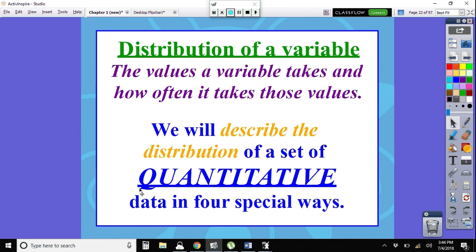Now, we will describe the distribution. Notice how I'm coloring this in a different color than everything else in here. This will be a really important concept and a theme that we will hit really hard this chapter, and it'll be present really throughout the rest of the year. So anytime we are asked to describe the distribution, we're always talking about a quantitative set of data, and we're going to describe it in 4 special ways. And in this video too, we're going to focus on 2 of those 4 special ways.